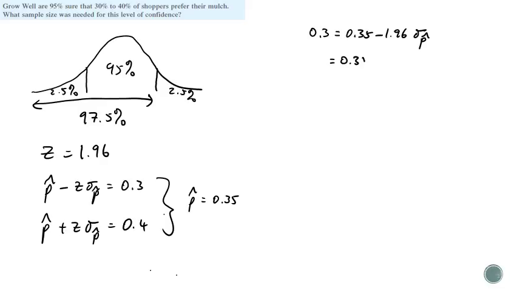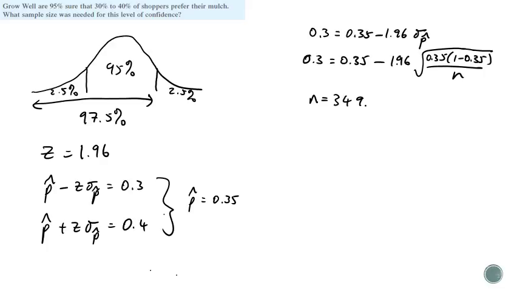And because sigma is the square root of p, which is 0.35, times 1 minus p over n, we can then solve for n. If you put this in the calculator and you solve, you should get 349.586, which obviously we need whole people, so it should be 350 for our sample size.